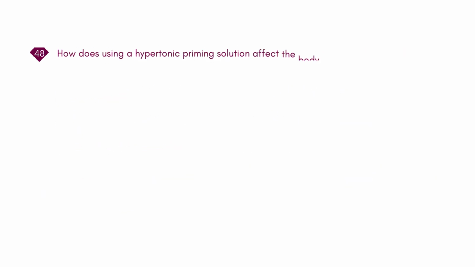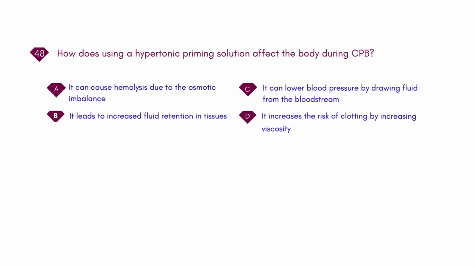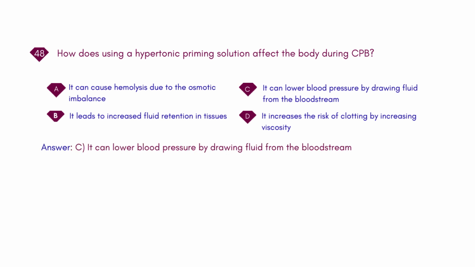How does using a hypertonic priming solution affect the body during CPB? A. It can cause hemolysis due to the osmotic imbalance. B. It leads to increased fluid retention in tissues. C. It can lower blood pressure by drawing fluid from the bloodstream. D. It increases the risk of clotting by increasing viscosity. Answer: C. It can lower blood pressure by drawing fluid from the bloodstream.